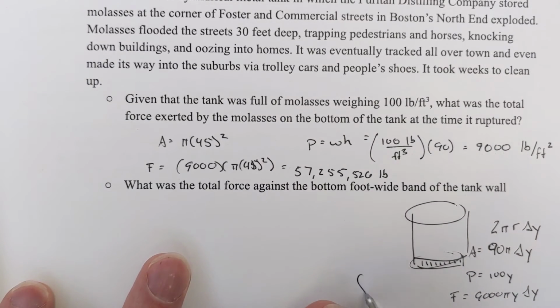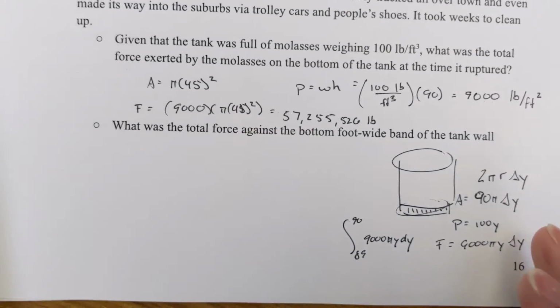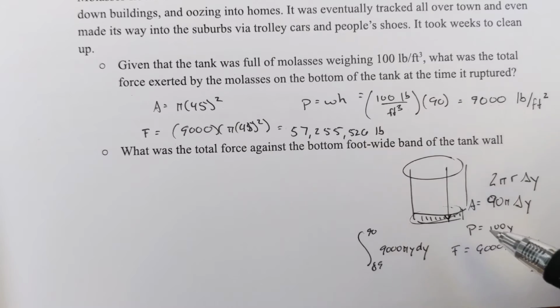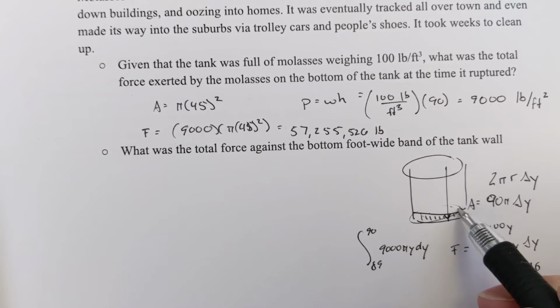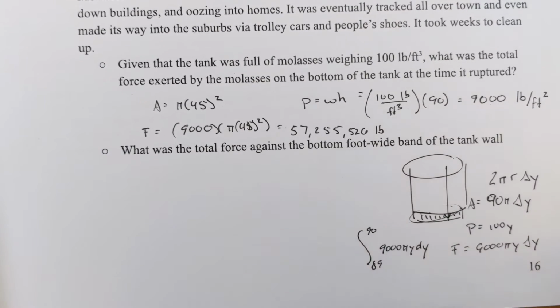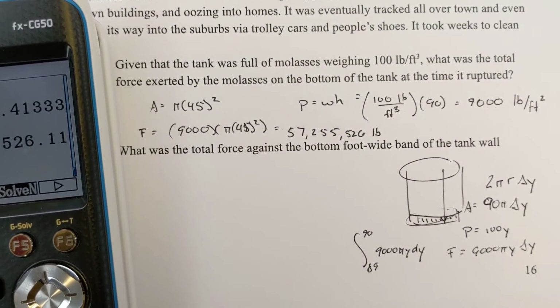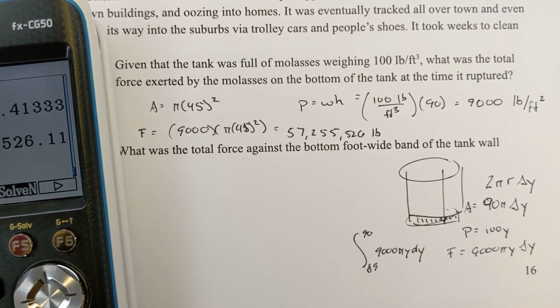Since we're talking about the bottom 1 foot, the depth is 89 to 90 of 9,000 pi y dy. It's not 0 to 1 because you're measuring depth, so distance down. So the top layer is 89 feet deep. The bottom is 90 feet deep. So 9,000 pi y from 89 to 90.